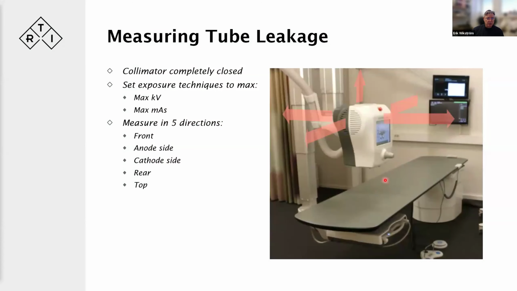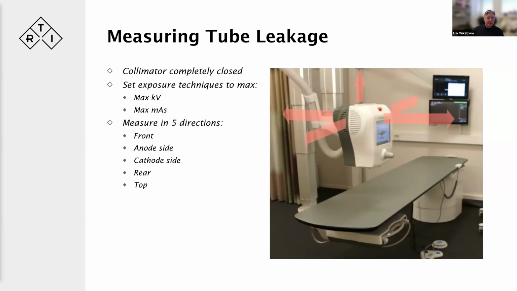Well, first of all, we need to close the collimator during these tests so that we don't get any scatter splashing about and radiation scattering around when we're doing the measurement. So the collimator needs to be completely closed. Then set the exposure techniques to maximum kV and maximum mAs, or what is recommended by the manufacturer. And then measure in 5 directions: the front, the anode side, the cathode side, the rear, and the top.